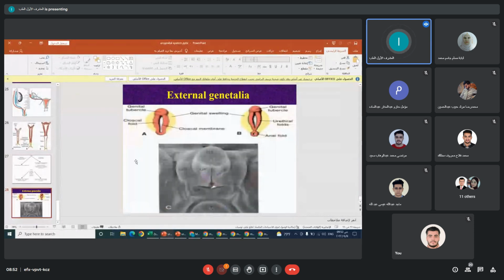Look at this genital tubercle, we talked about it earlier. Later it will form the penis in the male, and in the female it will form the clitoris.